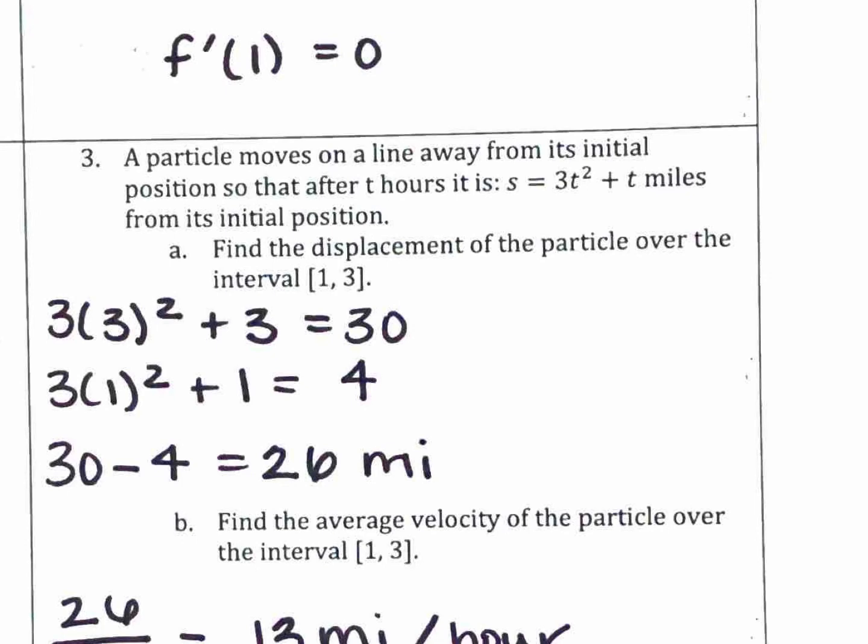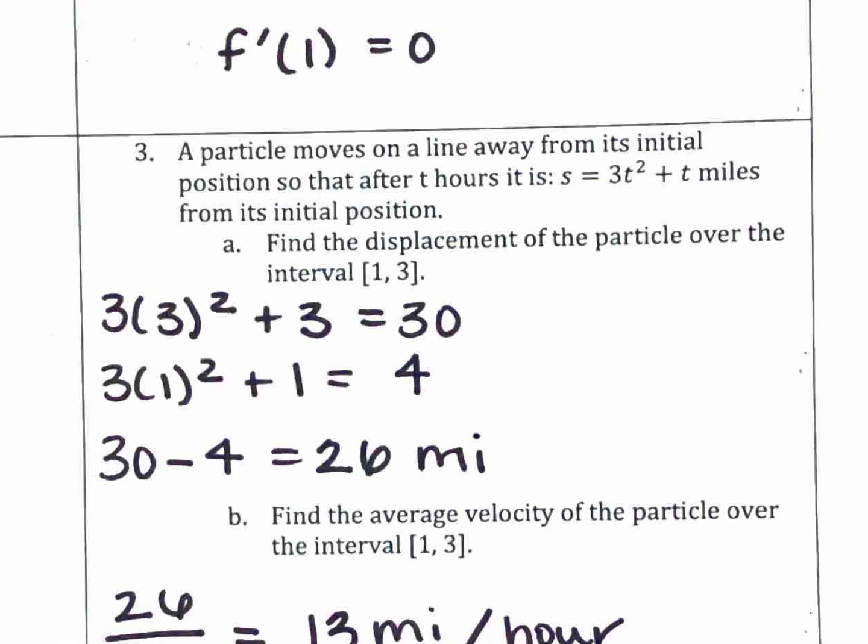Number 3, a particle moves on a line away from its initial position, so that after t hours, it is s equals 3t squared plus t miles from its original position. Find the displacement of the particle over the interval 1 to 3. So we need to figure out, where is this particle at 1 hour? Where is it after 3 hours? So right here, we're finding basically s of 1 and s of 3.